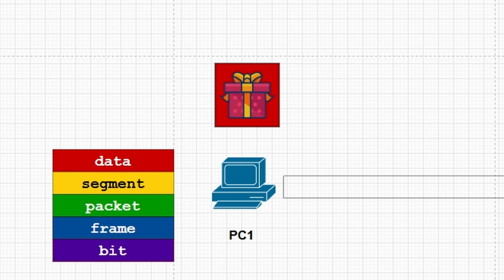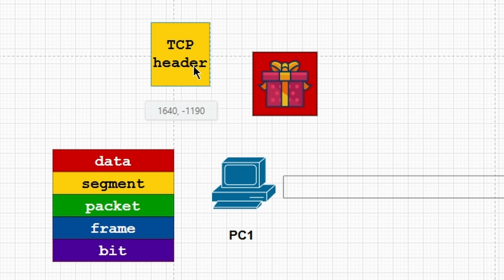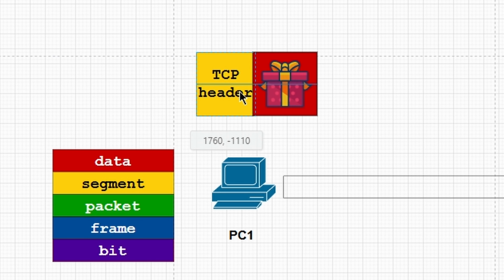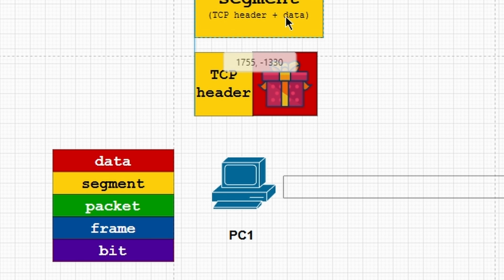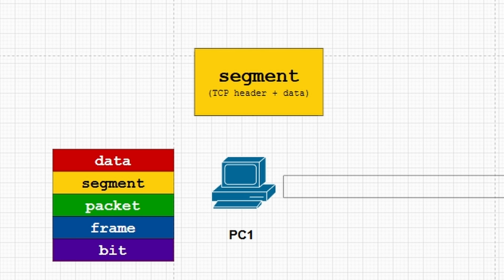We'll start by encapsulating the data into a segment. We'll simply attach a TCP header right next to our data. The TCP header has stuff like the port numbers, the sequence numbers, etc. By attaching a TCP header right next to our data, we have what's called a segment. Again, the segment has the TCP header and the data. Now that we have encapsulated our data once, we must do it 3 more times.